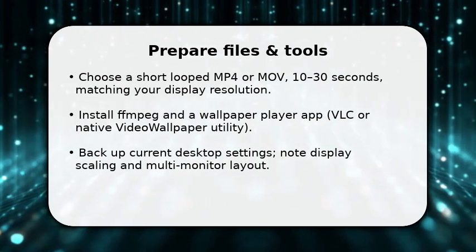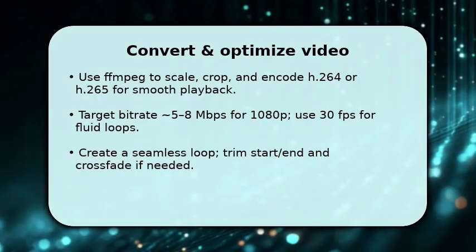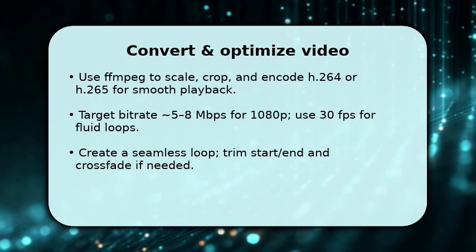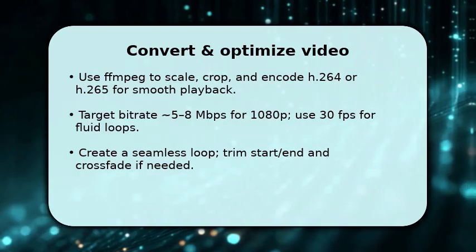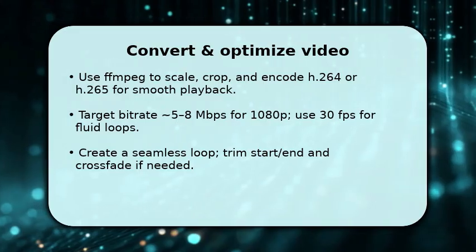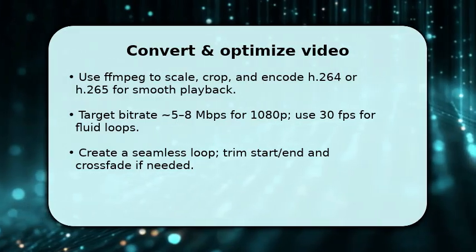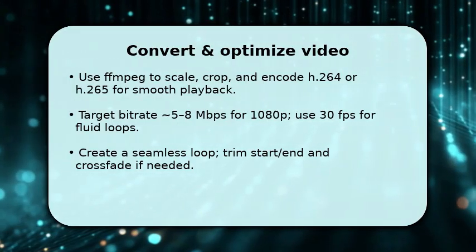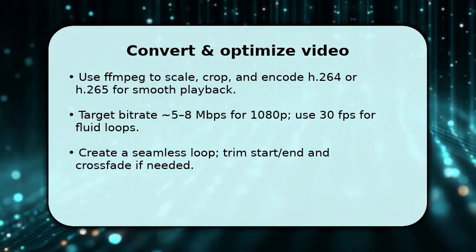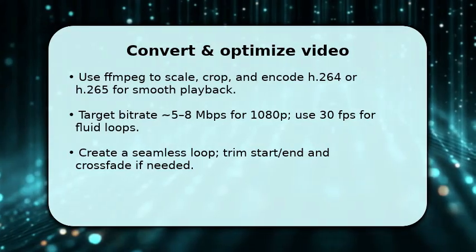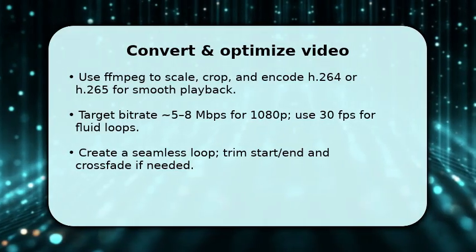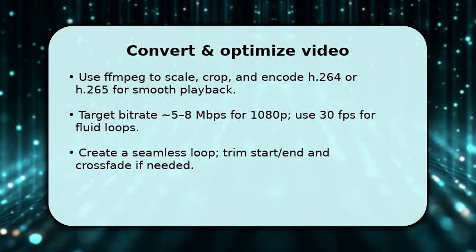Next, you convert and optimize the clip so it plays smoothly as a wallpaper. Use FFmpeg to scale to exact monitor resolution, crop any black bars, and encode to H.264 or H.265 for low CPU load. Aim for about 5 to 8 Mbps for 1080p and 30 frames per second. This balances quality and performance. Once encoded, make the loop seamless by trimming edges or adding a short crossfade. You do this to reduce stutter.